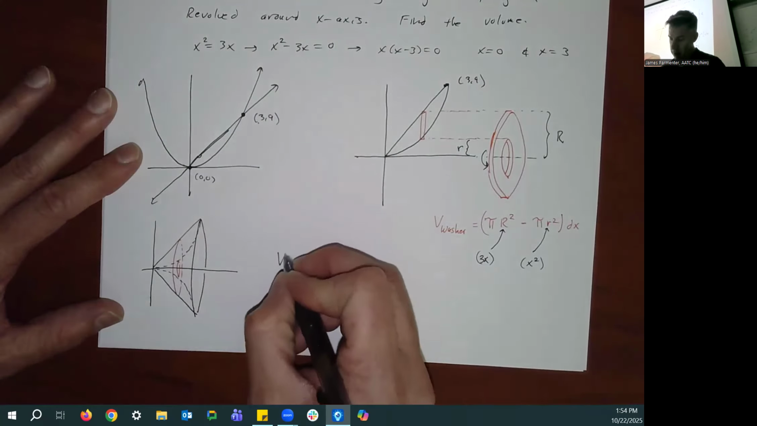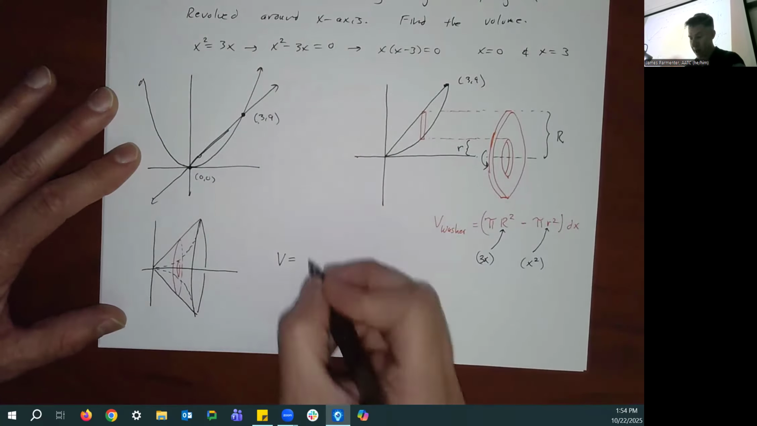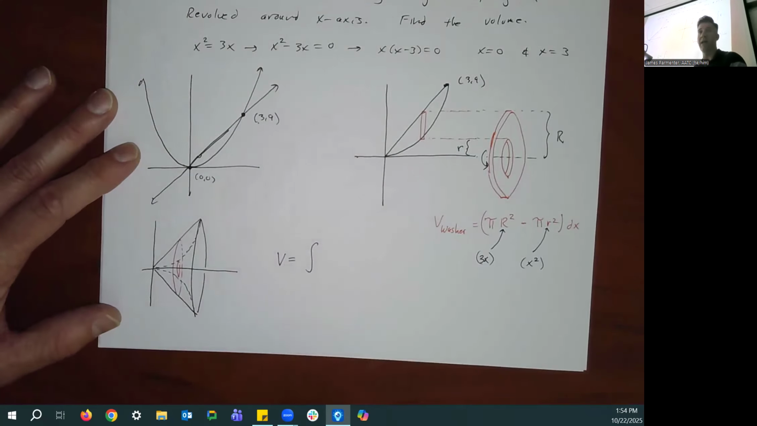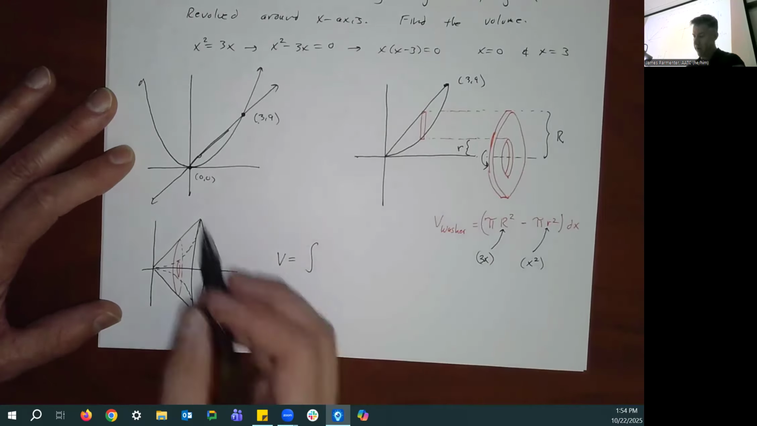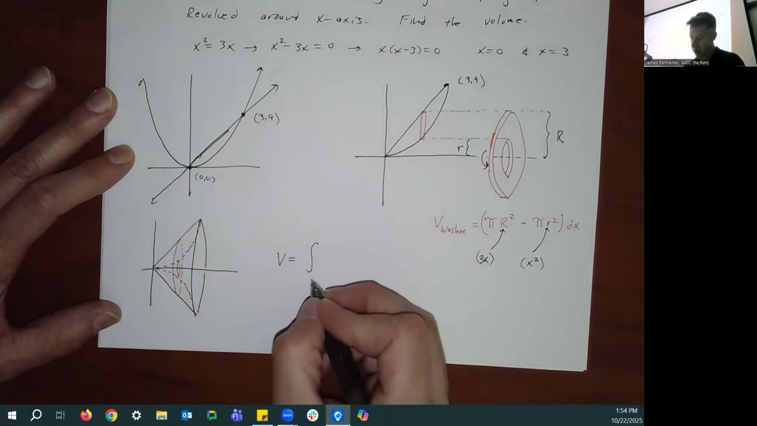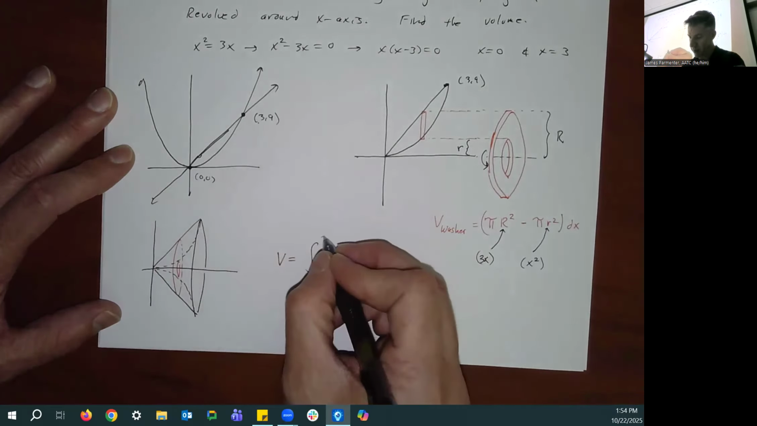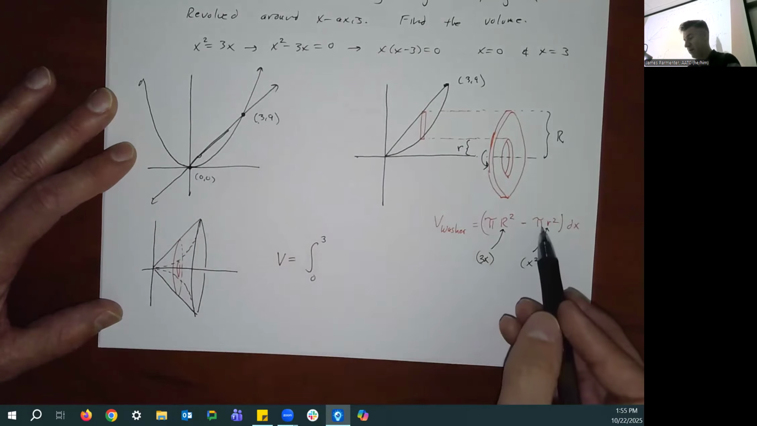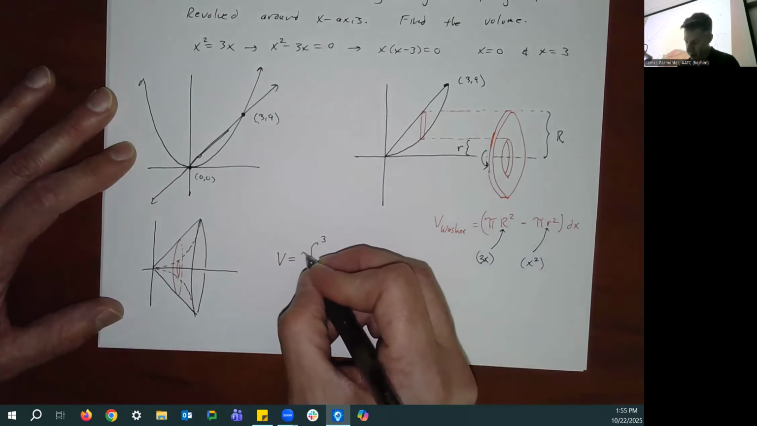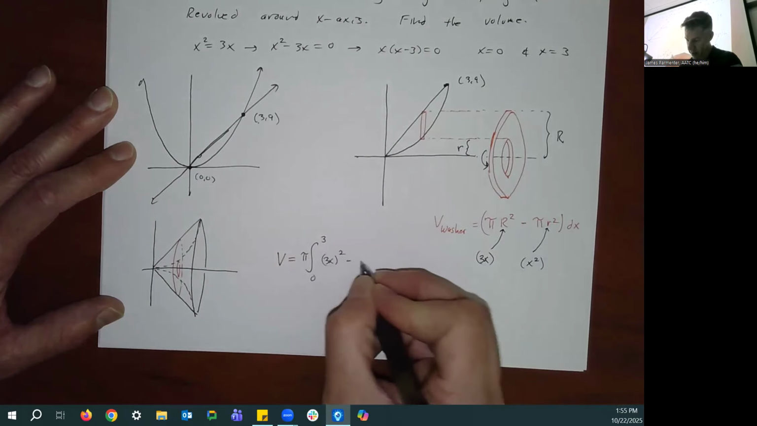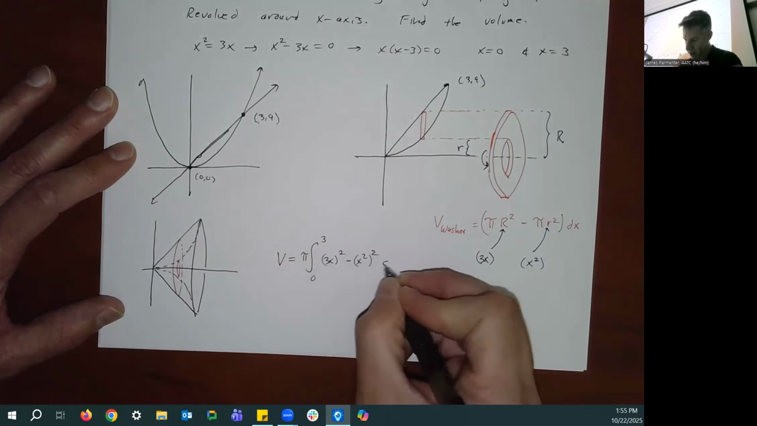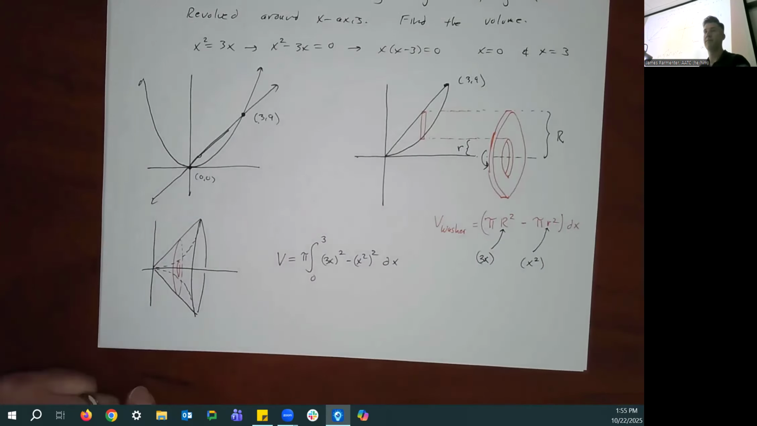So the volume in total, we're going to add up, integrate, all of the volumes of the washers, all the way from as far left as x equals 0 to as far right as x equals 3. Now, I would factor out the pi and write it as pi times the integral of (3x) squared minus (x squared) squared dx. That's our volume. Yes, we can calculate it.